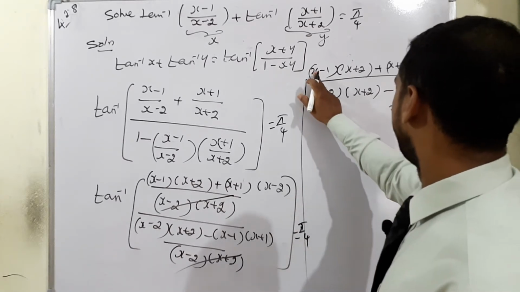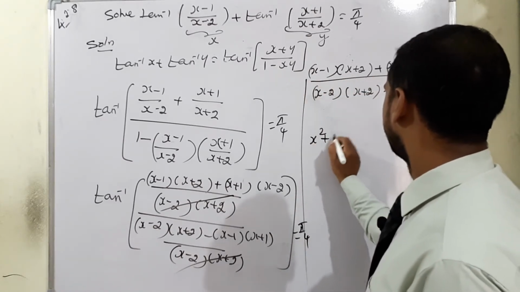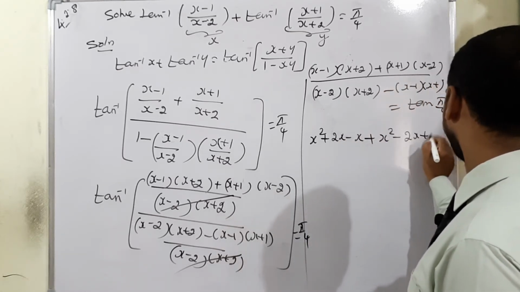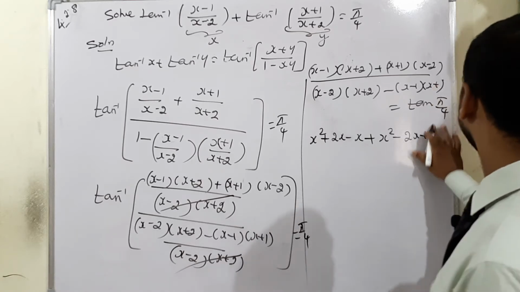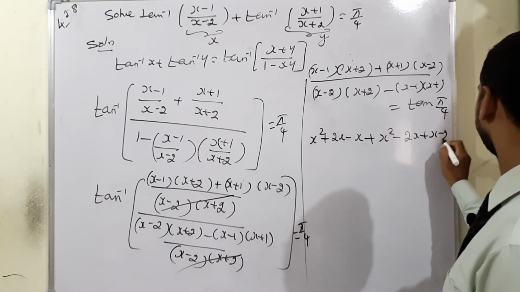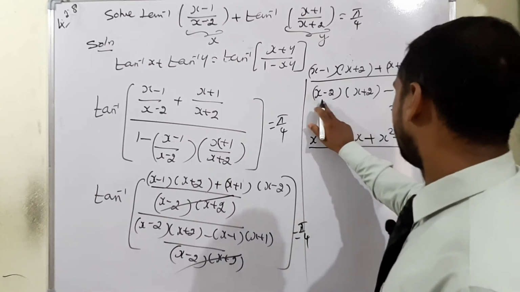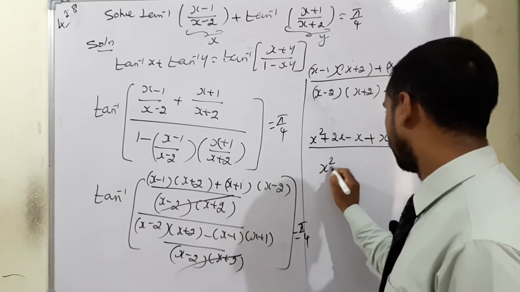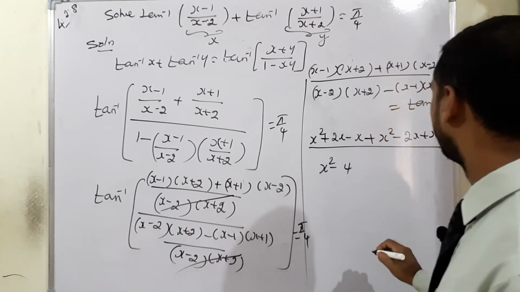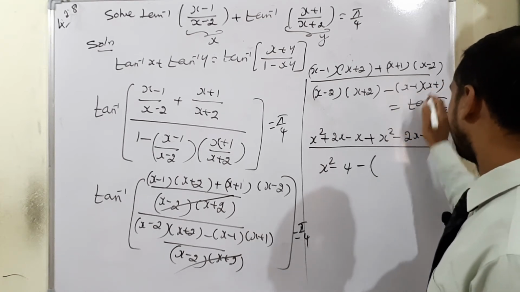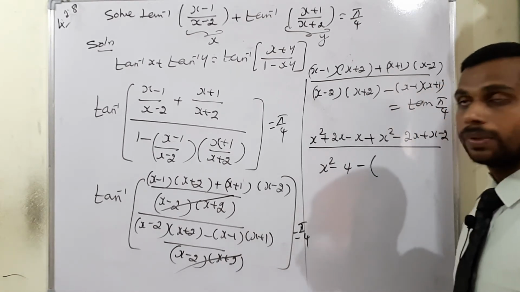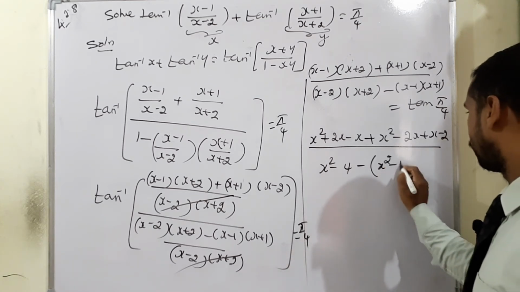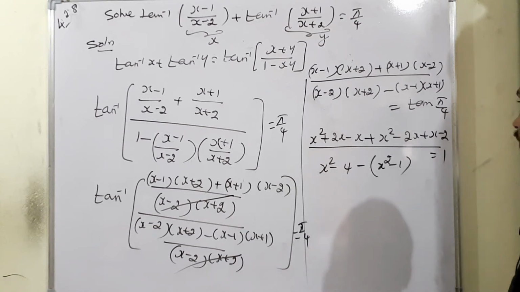Now what we have to do? Simplify. x into x means x square plus 2x minus x, next plus x square minus 2x plus 1 minus 2x plus x minus 2, the whole divided by the denominator, (a plus b) into (a minus b). The formula is a square minus b square. Therefore, we can write x square minus 2 square, which is 4. Next, minus (x minus 1) into (x plus 1), also (a plus b) into (a minus b), which is x square minus 1, equal to tan pi by 4, whose value is 1.